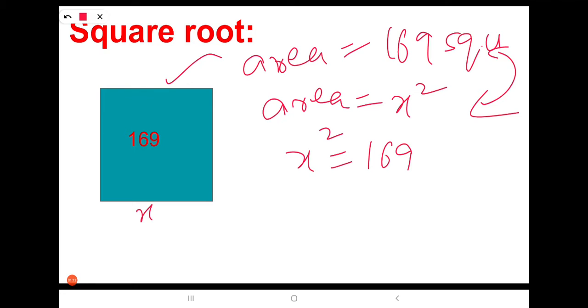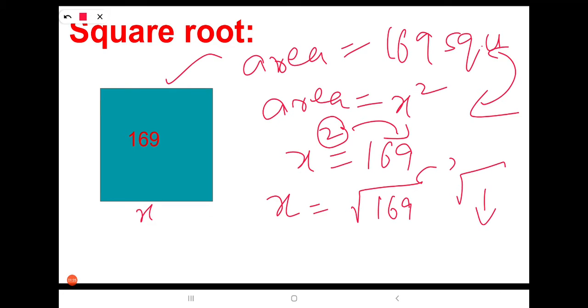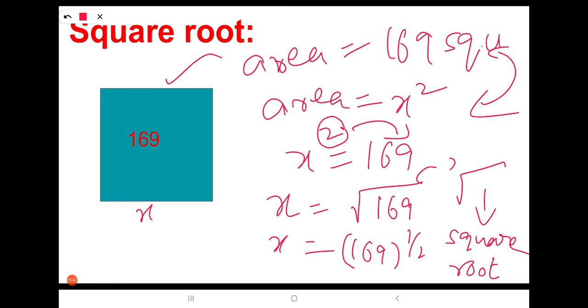If I transpose this square to the RHS, it becomes root of 169. This symbol is called square root. This is a symbolic representation of the square root operation. So we can write x is equal to 169 whole power 1 by 2.